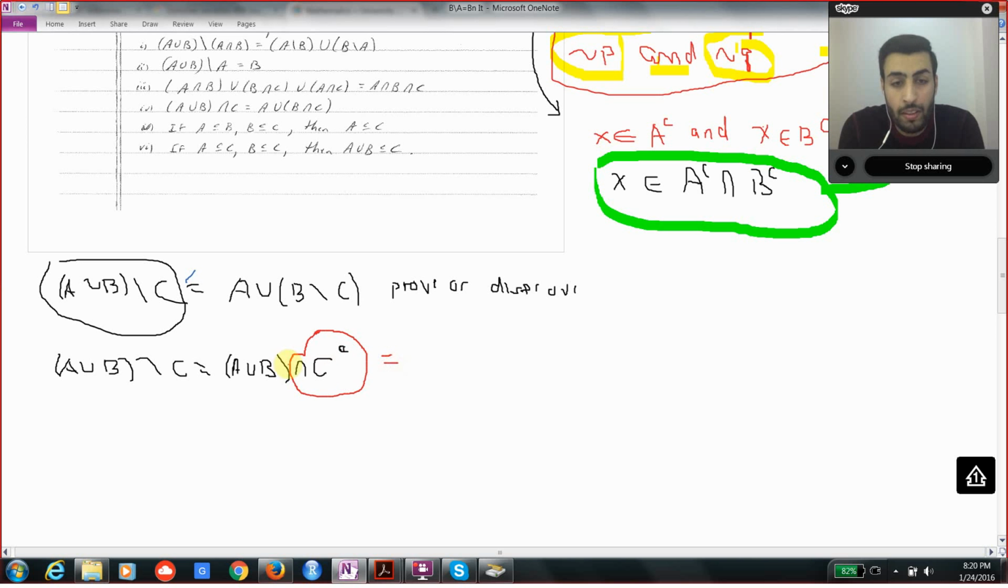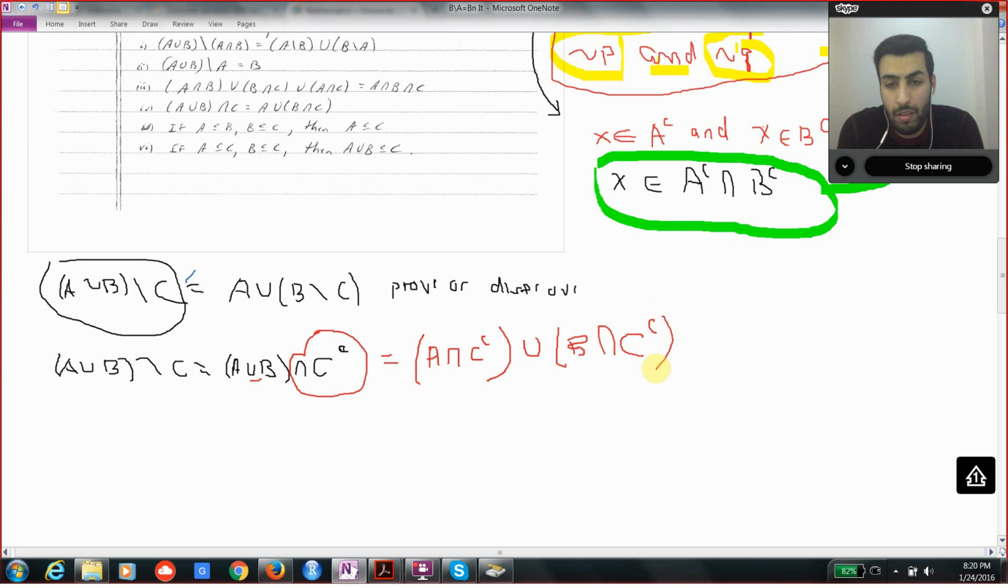And so this is a fact. This is an important fact, so I'm going to write it in red. So this is equal to A intersection C complement union. The union is between them, right? Bingo. Okay.